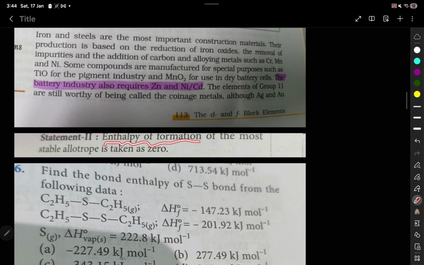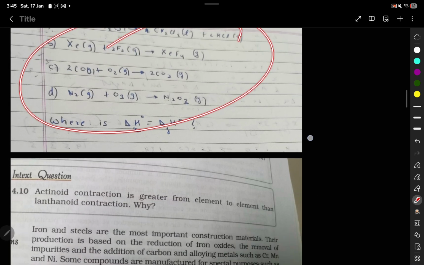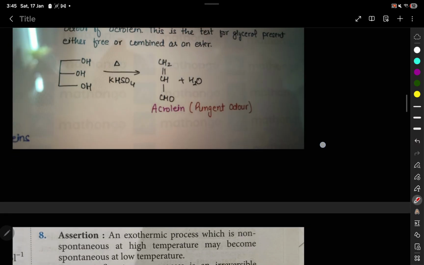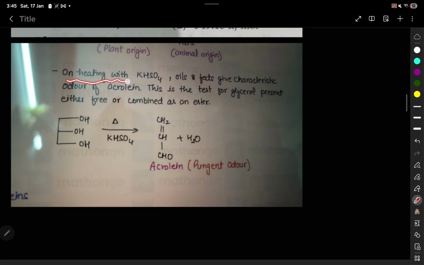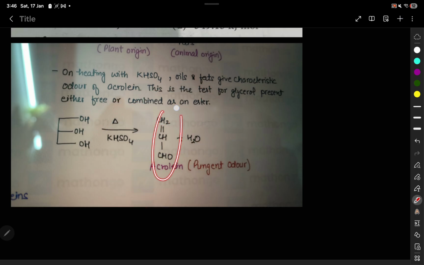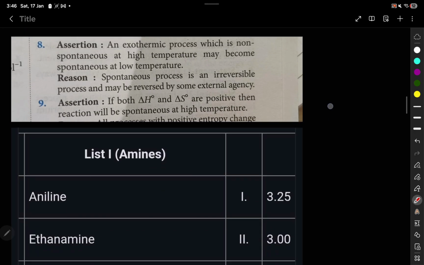Enthalpy of formation of the most stable allotrope is taken as zero. Same concept we have used in this question, and they can ask anything in mains. I'll be skipping this question. Next question. On heating with KHSO4, oils and fats give the characteristic odor of acrolein. This is the test for glycerol present either free or combined as an ester. So acrolein is formed, as you can see. Mug up the structure as well because they've asked it in the QFT.